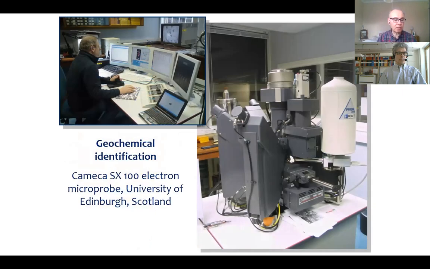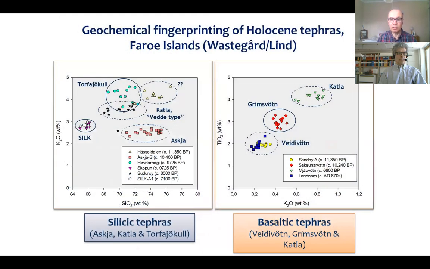So, as I said, you can analyze the ash particles using geochemical methods. This is a Cameca electron microprobe at the University of Edinburgh, Scotland. Since the last 50 years or so, it's possible to analyze small particles down to a few micrometers big. And by looking at combinations of silica versus potassium, potassium versus titanium, for example, it's possible to distinguish ash particles from different volcanoes, in this case from Iceland. So for example, we have Torfajökull already mentioned, it's usually very high in potassium and a little bit lower in silica than Askja, which is much lower in potassium, and so on.